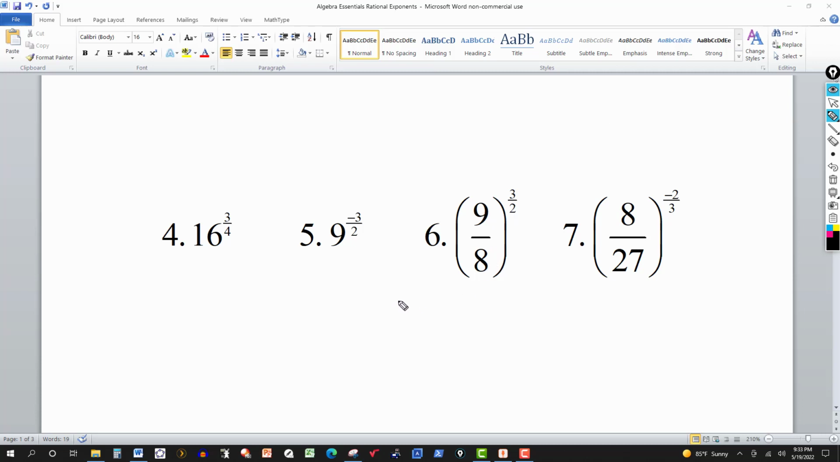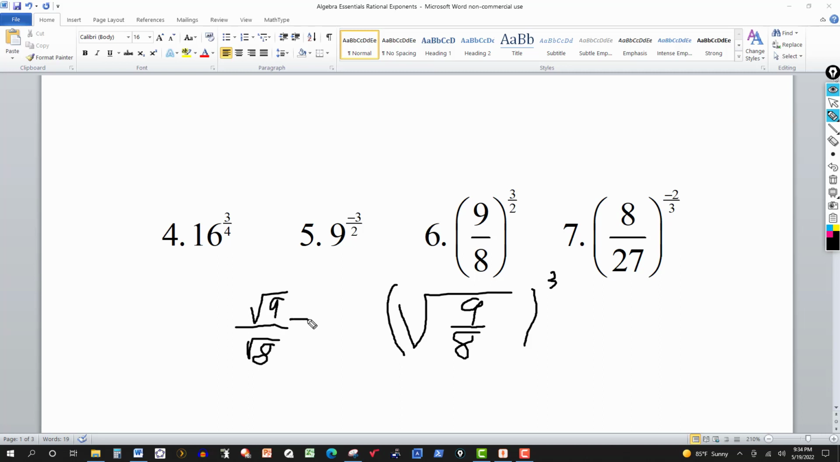So this one has a positive exponent. This would be the same thing as the square root of 9 over 8, cubed. Again, I could cube this whole thing, but it's easier if I work with that first. So let's look at the part inside the parentheses. The square root of 9 over 8 would be the same thing as the square root of 9 over the square root of 8. And 9 is a perfect square. The square root of 9 is 3.